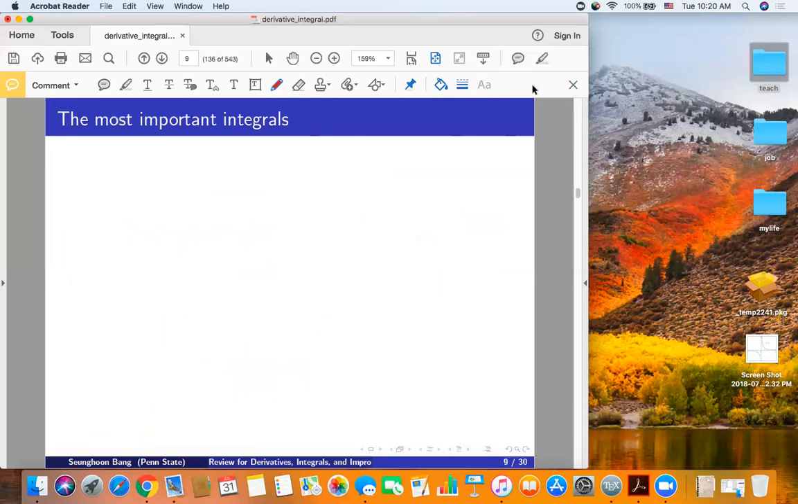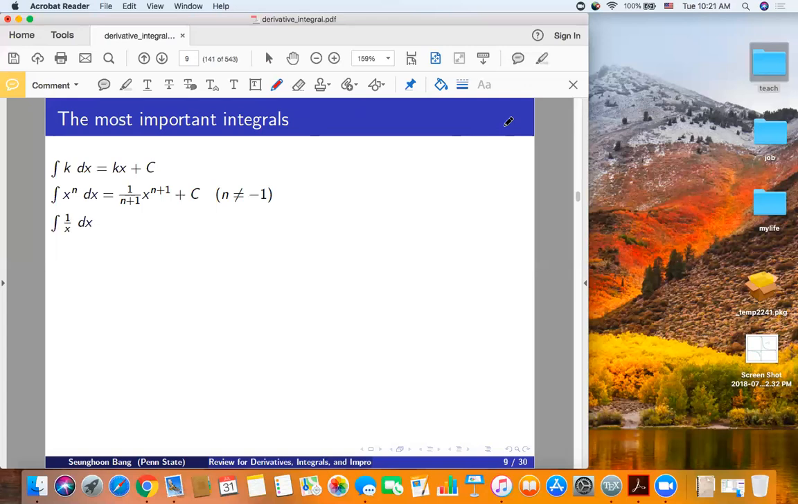The next one, integral k dx. Do you know what integral k dx is? Could you write your answer on the chat board? Yeah, thanks. It's kx plus c. This is like an improper integral. The integral of x to the n is 1 over n plus 1, x to the n plus 1, plus c. In this case, n is not equal to minus 1.